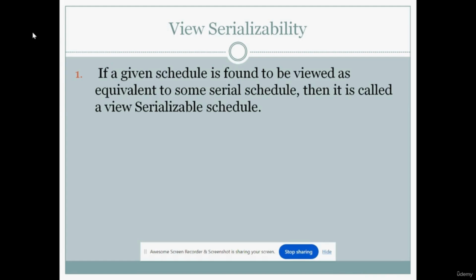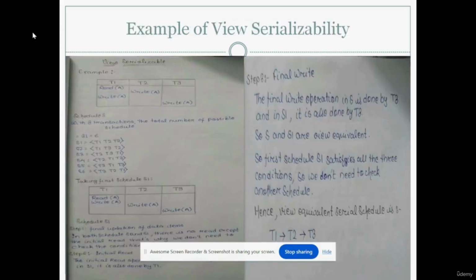View serializability. If a given schedule is found to be view equivalent to some serial schedule, then it is called a view serializable schedule. Now let's take an example of view serializability. T1 read A, after that T2 write A, then T1 write A, then T3 write A. This is schedule S. With 3 transactions, the total number of possible schedules is 3 factorial, which is 3 into 2 into 1, that equals 6.